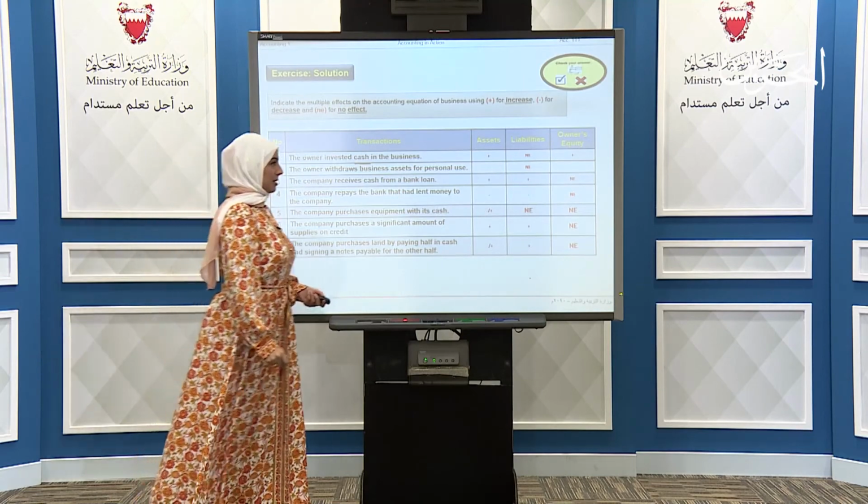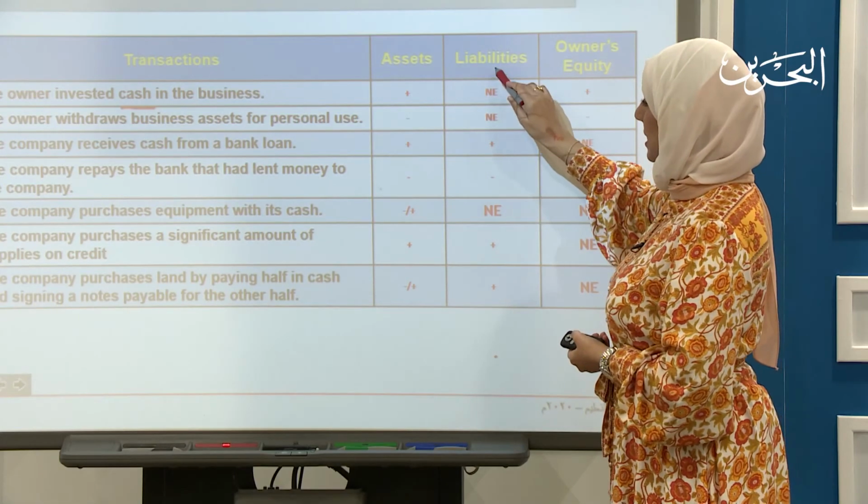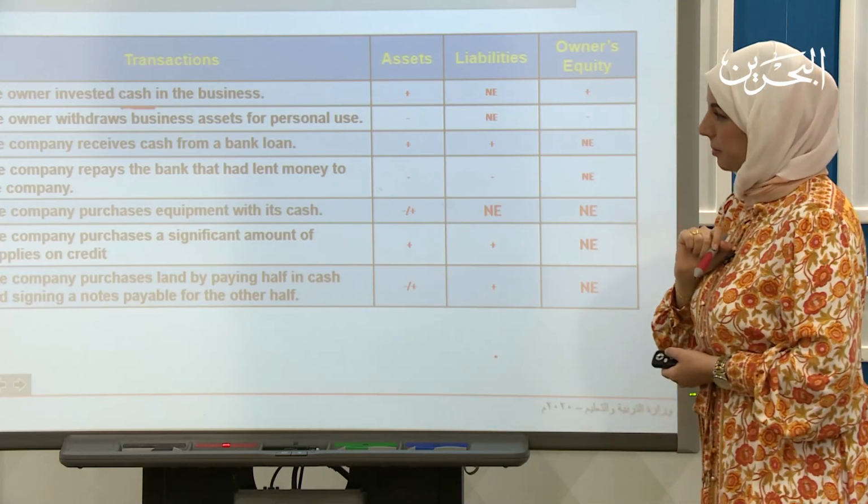If I invest, directly the owner equity will increase, and I invest in cash, and the cash is a type of asset, so the assets will increase. There will be no effect in the liability section.